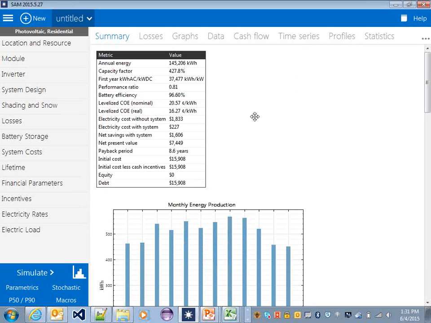Some of the outputs that you get, so these are the main metrics of the system. Battery efficiency, payback period, net present value would be some things that you would look at. To really analyze the benefit of a battery system, you might look at payback period with and without the system. You might run some parametrics on various features of the system to look at that payback period and see when it's most beneficial. So right now it's telling us with this battery system and PV, it would take 8.6 years.